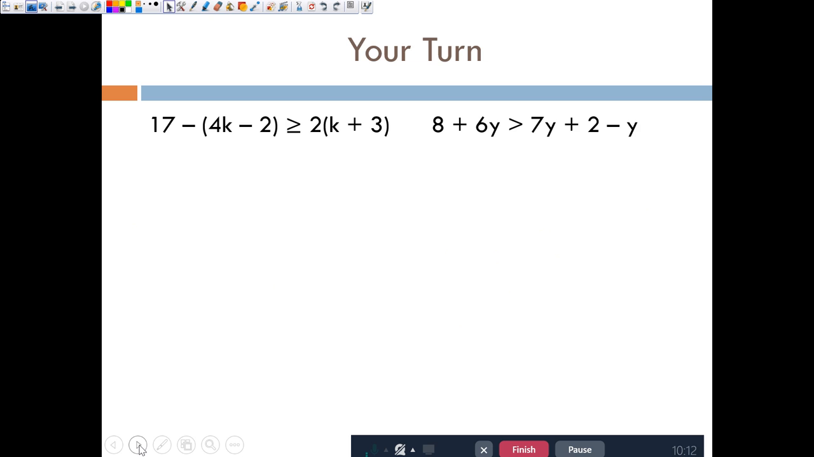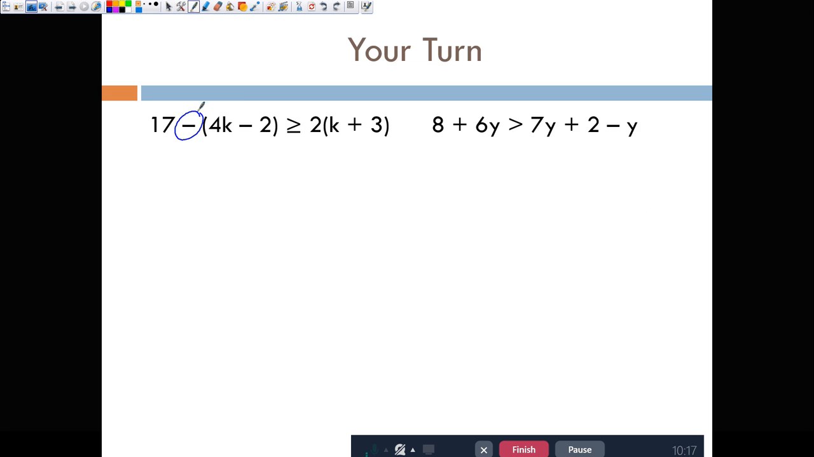So what is my first step? Distribute. I'm going to distribute my negative sign and my 2. That means I'm going to have 17 minus 4k plus 2 is greater than or equal to 2k plus 6. So then, do I have fractions? No. So what do I need to do next?